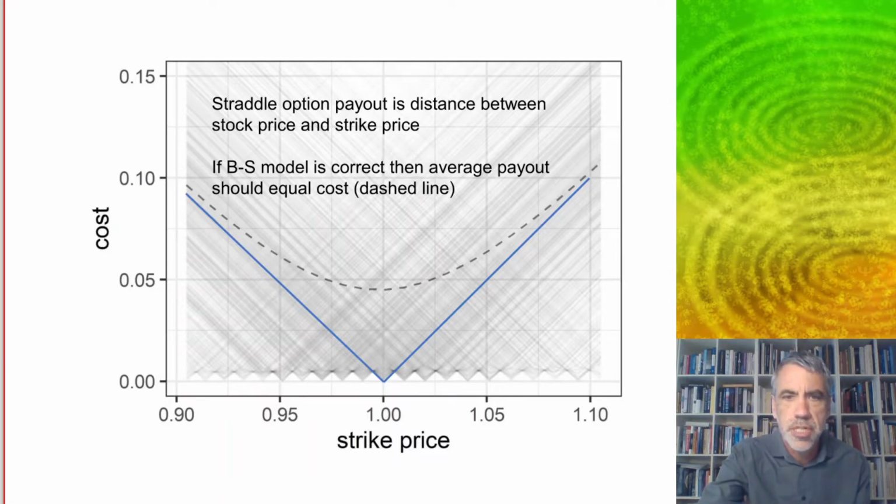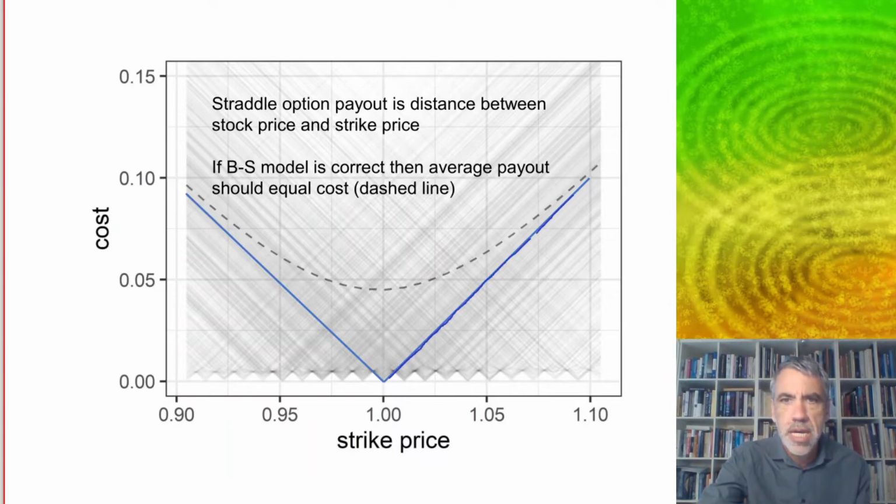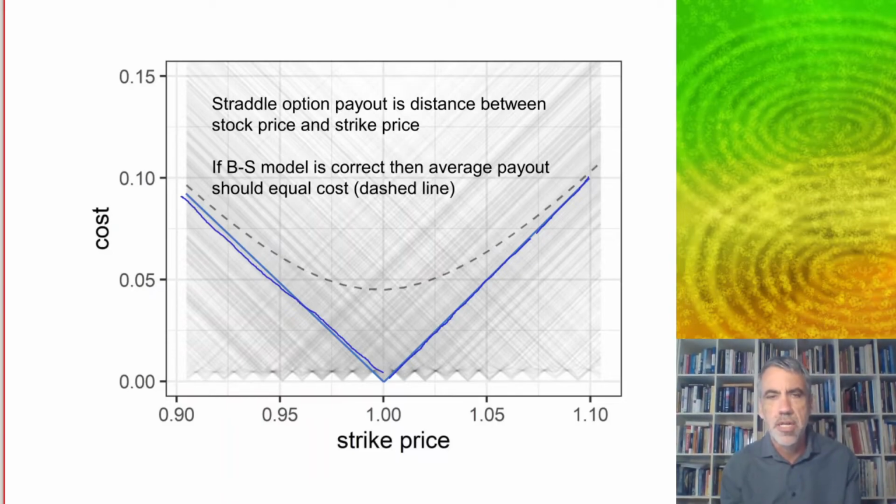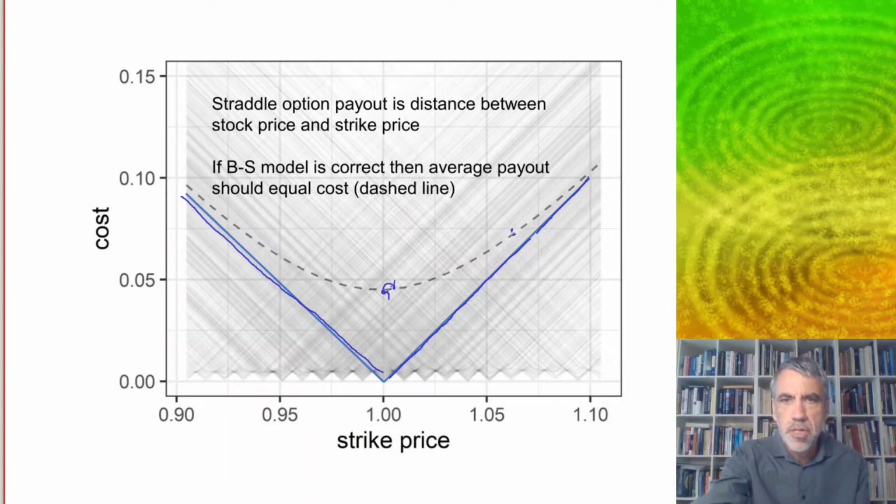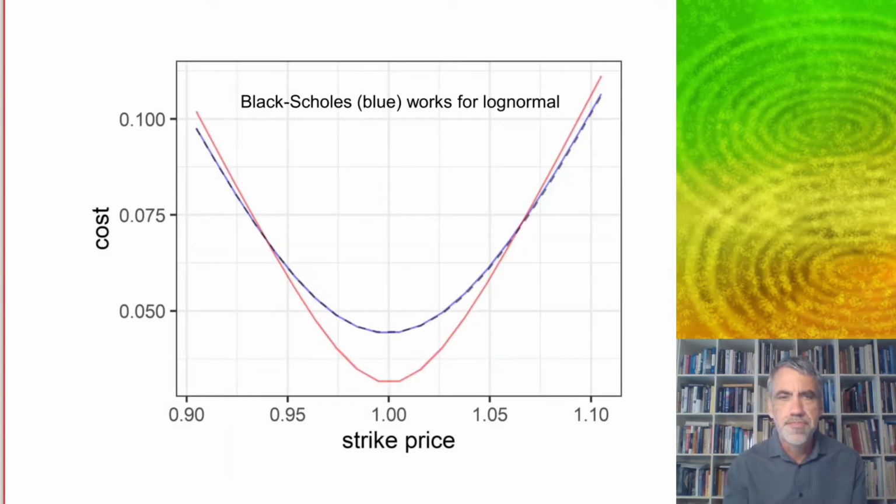So if our strike price is 1, then the payout gets higher as you get further away from that, but it's symmetric around that point. Now, if the Black-Scholes model is correct, then the average payout should equal cost, which is the dashed line. The dashed line here is just a function of strike price. So, for example, if I normalize strike price as 1, the cost should be there. That cost is lowest, and if we go a little bit further out, we're going to get a higher cost. So that's the Black-Scholes model for a straddle option.